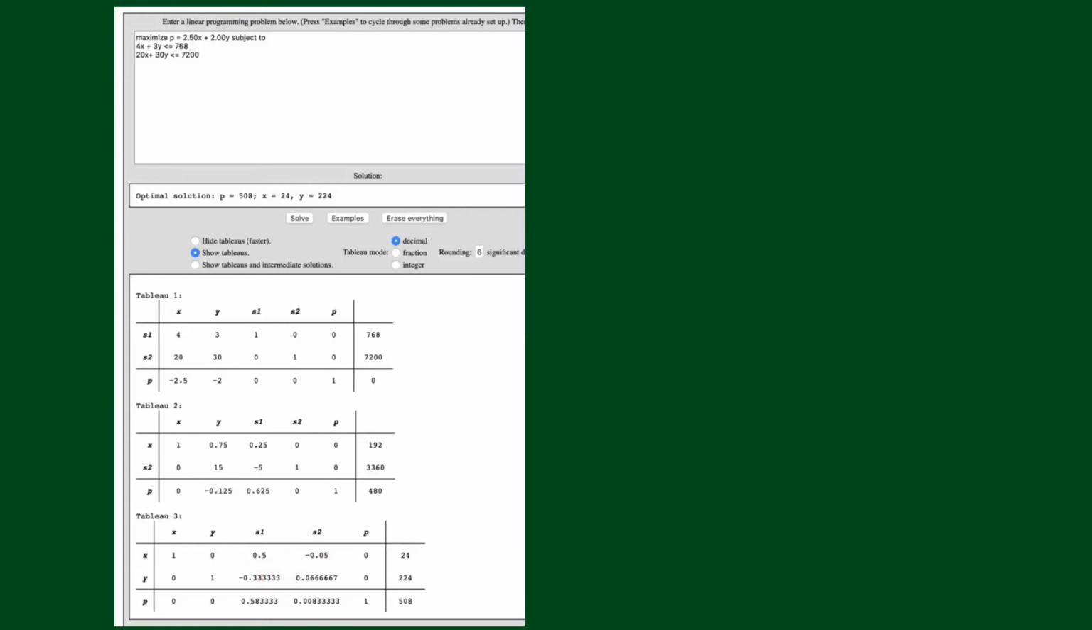Now, I know it's final because I scrolled down to make sure this is the final tableau. This is the one I want to look at in order to read off my solution. So what do we know about x? Let's go over here. In the x column, you've got a 1 and then 0s, so we'll get a good value for x. 1x is 24, so I'm going to write that up here. And what about y? Well, you come to the y column, you get a 1 and 0s, so we'll get this value for y. 1y is 224.